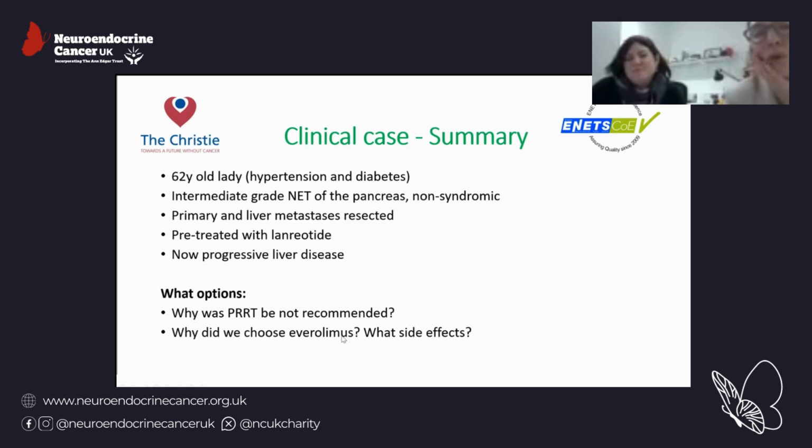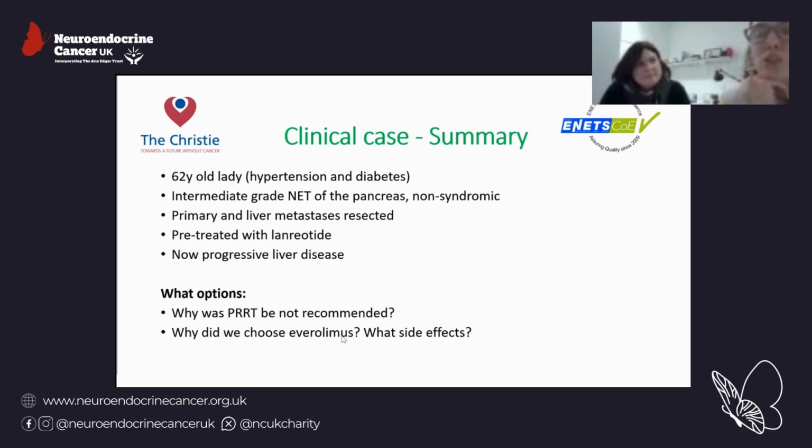So a second line option for patients with pancreatic NET is everolimus, which is a targeted therapy. Everolimus is given in the form of tablets on a daily basis. For patients with pancreatic NET after somatostatin analogs, we have a number of options. This also includes sunitinib, for example, and PRRT, which we couldn't pick in this case, and also chemotherapy.